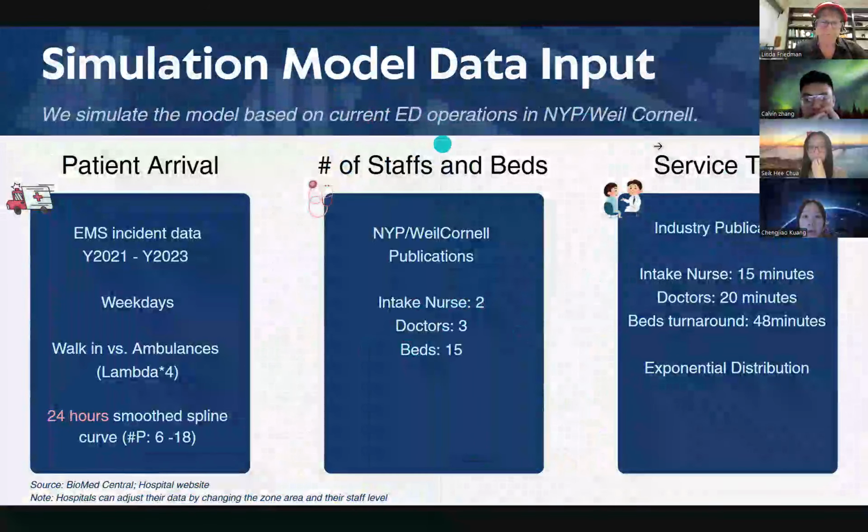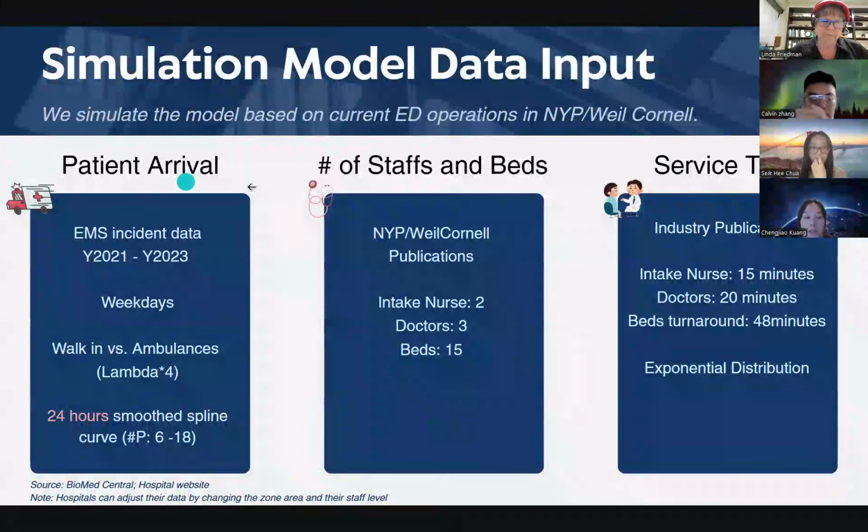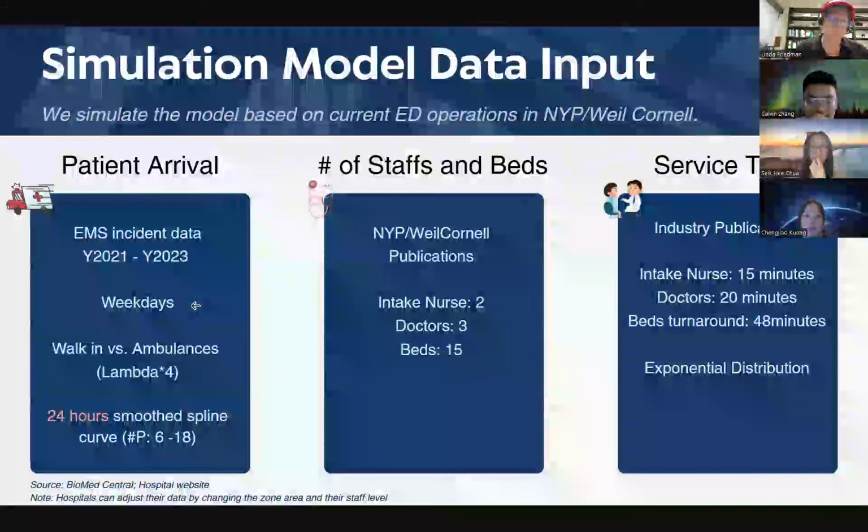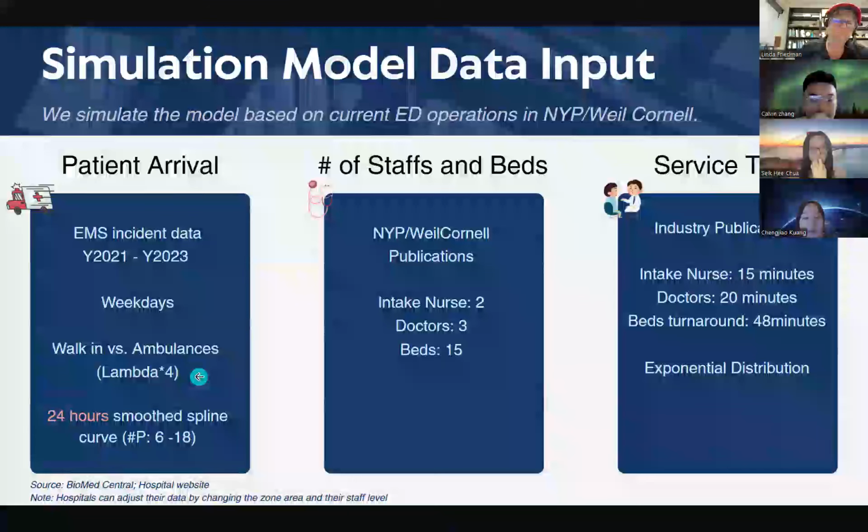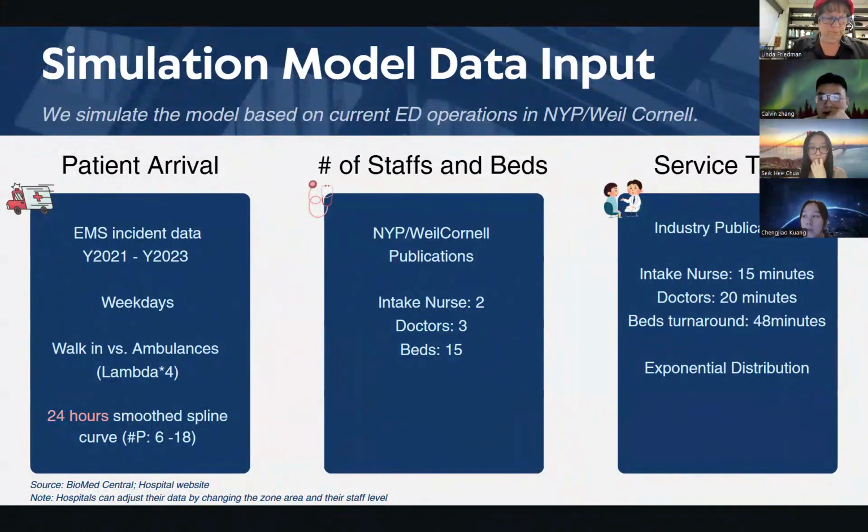So these are all the data inputs for our simulation model. For the patient arrivals, we use the data from 2021 to 2023 to exclude the effect of COVID-19. We only use the weekday data because weekdays potentially have high peak demand for patients. For the actual lambda, our data set only includes ambulances from 911. It does not include patients from walk-in or hospital ambulances.